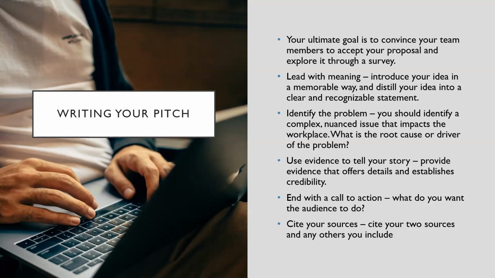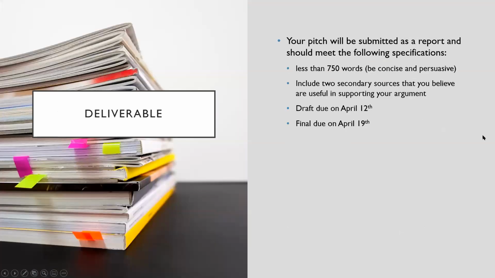And then you'll end, almost as always, with a call to action to let the audience know what you want them to do, what the goal of your project is, what it is that you're proposing. You've already explained all of that, so now you want the audience to do something with that information. And then lastly, you need to cite your sources. You're going to identify at least 2 sources within your 500 to 750 word report, and you need to make sure you cite those sources and any other sources that you include if you go beyond just the 2 sources.